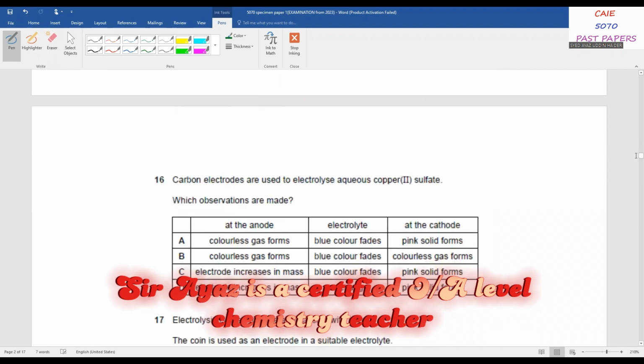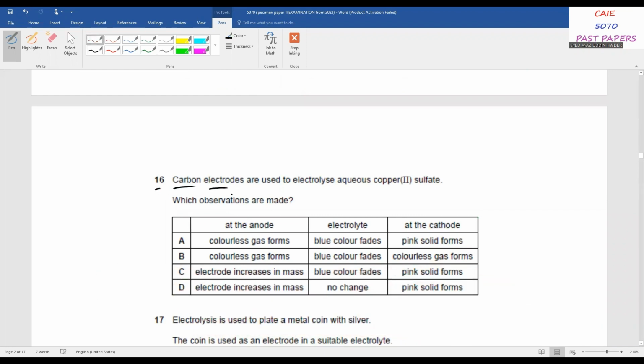Number 16. Carbon electrodes are used to electrolyze aqueous copper sulfate. Which observations are made? We know that at the anode, sulfate ions will move towards the anode, and oxygen gas and water will be produced. We don't have copper electrodes here, so choices C and D are automatically omitted. Now we are left with A and B. Either A is correct or B is correct.